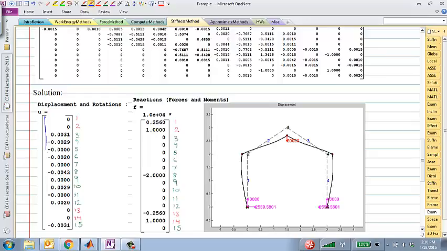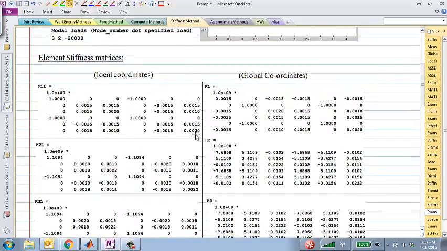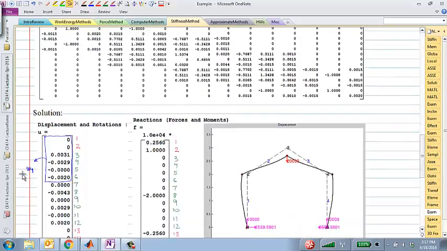So let's see if I'm counting correctly here. So the first 6 degrees of freedom out here, they belong to element 1. So I call them U1. And can I just directly take this U1 and pre-multiply with this K1 local? I can't. I need to convert this U1 to local coordinates. How do I do that?